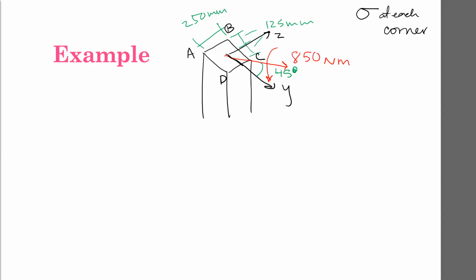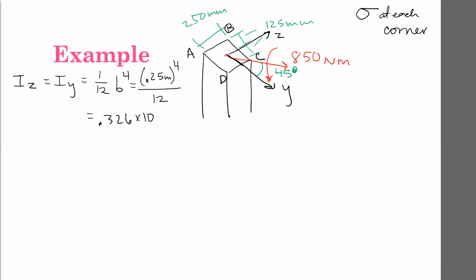Okay, so first thing we might want to do is calculate I. In this particular case, Iz equals Iy equals 1/12 b to the 4th, right? It's a square, so b and h are the same. So we're going to have 0.25 meters to the 4th divided by 12, which equals 0.326 times 10 to the negative 3 meters to the 4th.